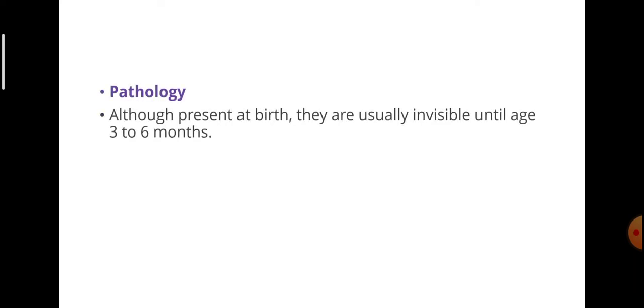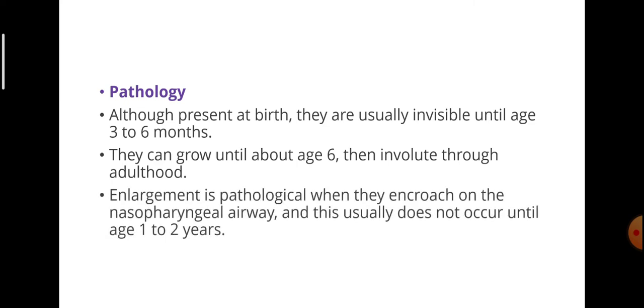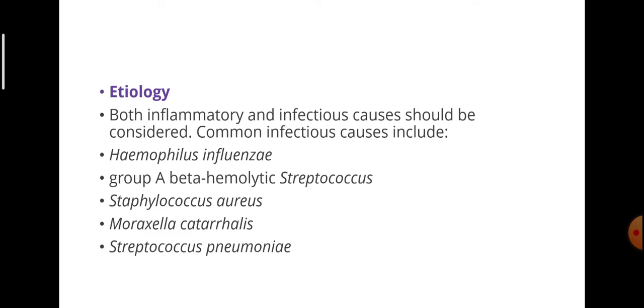Pathology. Although present at birth, they are usually invisible until the age of 3 to 6 months. They can grow until about 6 to 8 years of age and then involute through adulthood. Enlargement is pathological when they encroach on the nasopharyngeal airway, and this usually does not occur until 1 to 2 years of age.